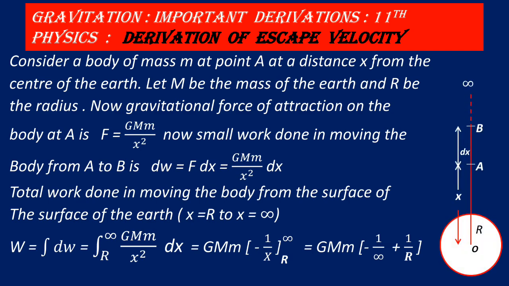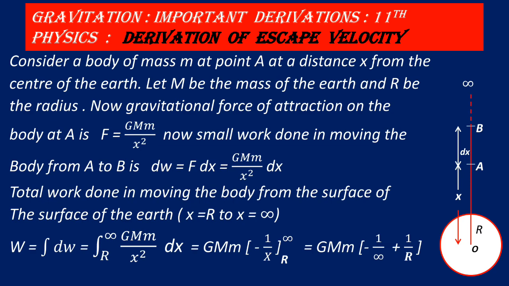Here you can see in the figure, consider a body of mass small m at point A at a distance x from the center of the earth. Let capital M be the mass of the earth and capital R be the radius. Now the gravitational force of attraction on the body at A is given by F equal to G Mm by x square.